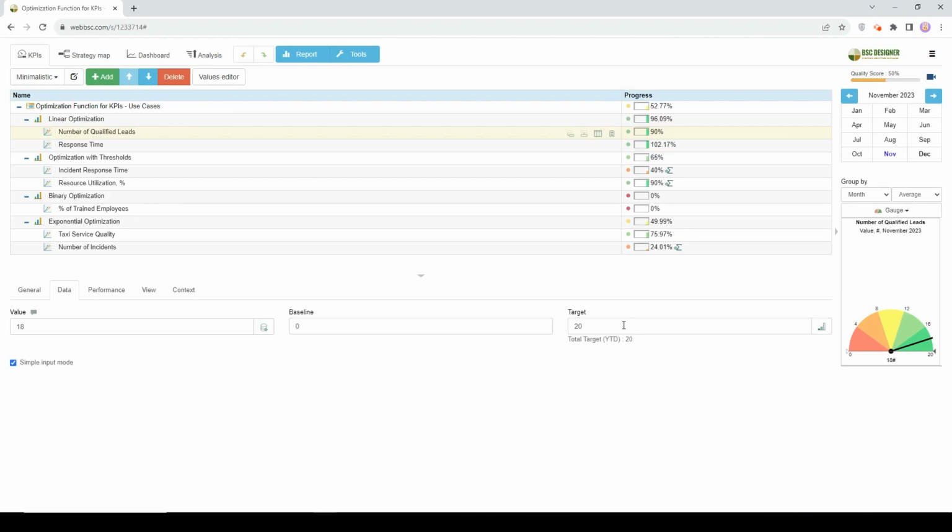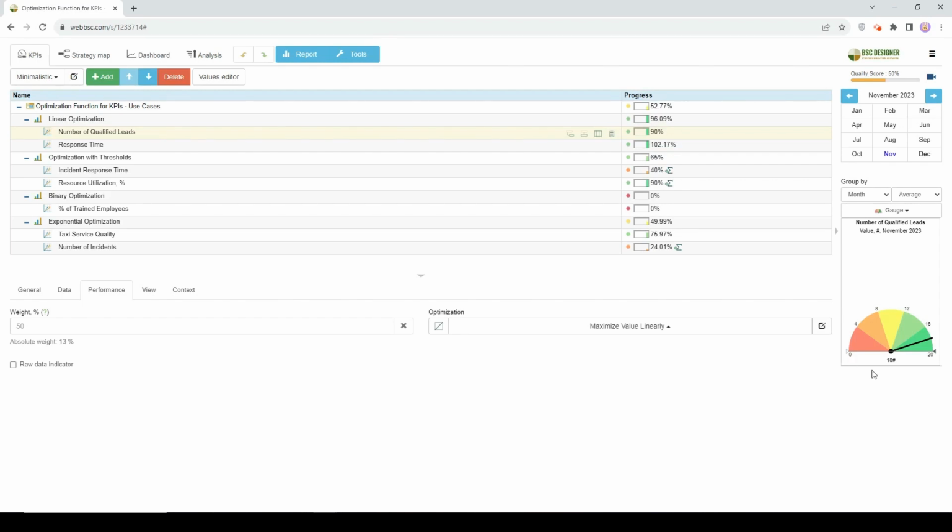Let's review some use cases for the optimization function, starting with linear optimization. In this example, we have the number of qualified leads indicator. The question is, what number do we consider as good level of leads? In this case, the number of leads is measured on a scale from 0 to 20. And on the Performance tab, its optimization function is configured as maximize value linearly. The progress of this indicator will increase linearly with an increase in its current value, achieving 100% when we hit the target of 20 leads.